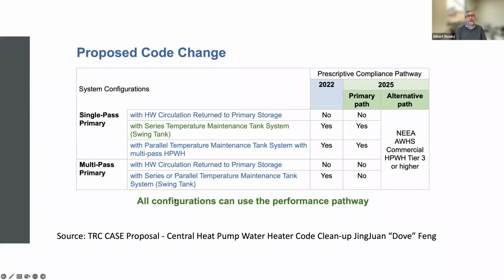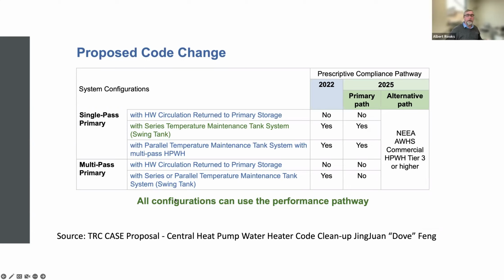There's an alternative path in the 2025 code cycle, it looks like, saying you can use 2022 hot water recirculation, return to primary storage, no. Serious temperature maintenance, yes. Or there's an alternative path as you start choosing equipment that is tier 3 or higher. So that's kind of what's coming up.